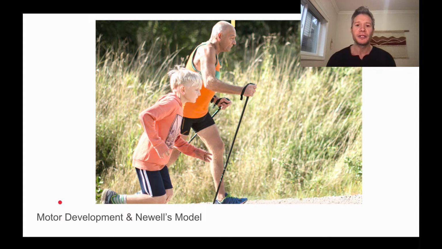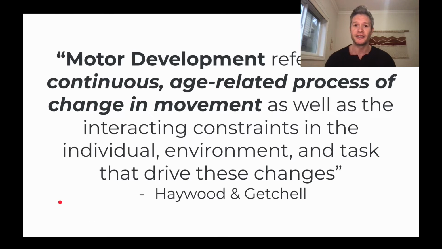And so ultimately we can sum up what is motor development in this great quote. And we're actually going to be looking at this quote in two different segments. So the components in this are really important to know. So motor development refers to the continuous age-related process of change and movement. So that's one component. We'll look at that first, as well as the interacting constraints in the individual, the environment, and the task that drive those changes. So we'll split this quote into two.